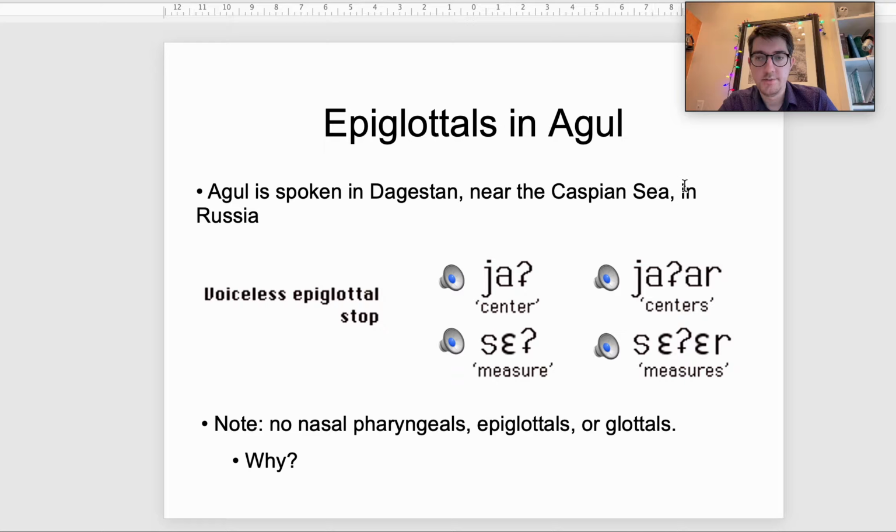Epiglottals are common in a couple of languages. Agul is one of those languages, spoken in Dagestan near the Caspian Sea in Russia. Many languages of the Caucasus, I think in Western Asia, actually have these epiglottals, but in the UPSID database I said that there were only three. For the epiglottals in, for example, Agul, which is spoken in Dagestan, you have this one.